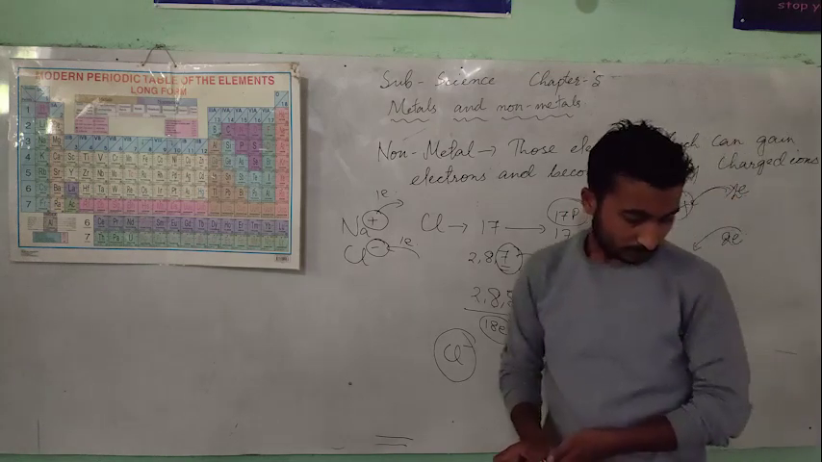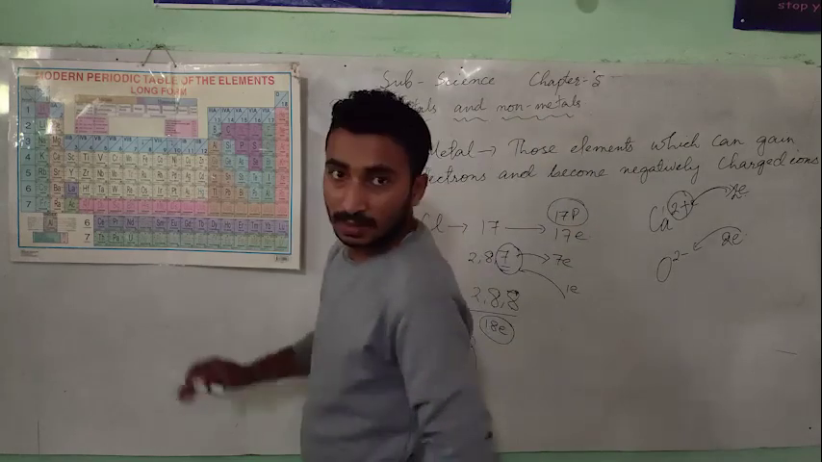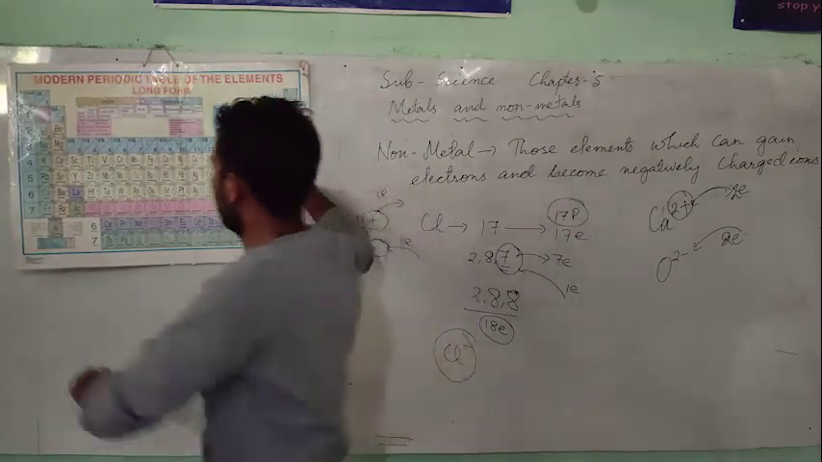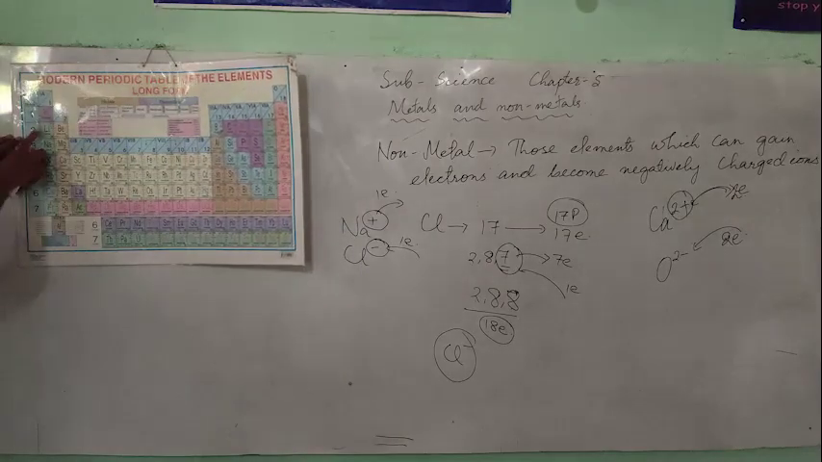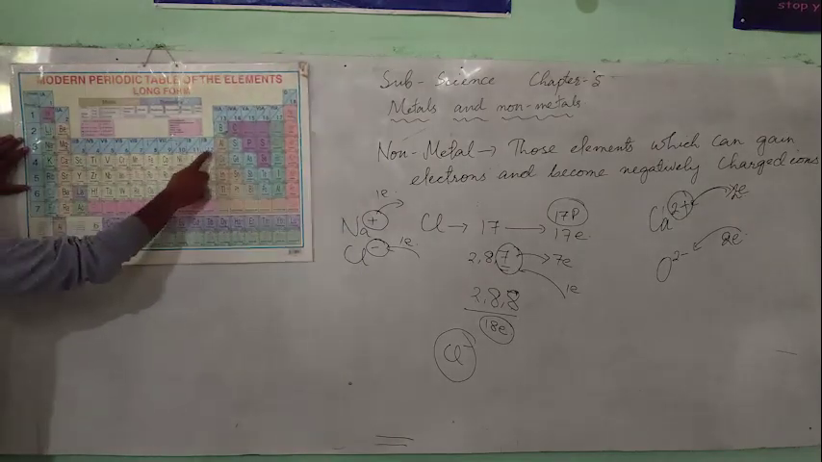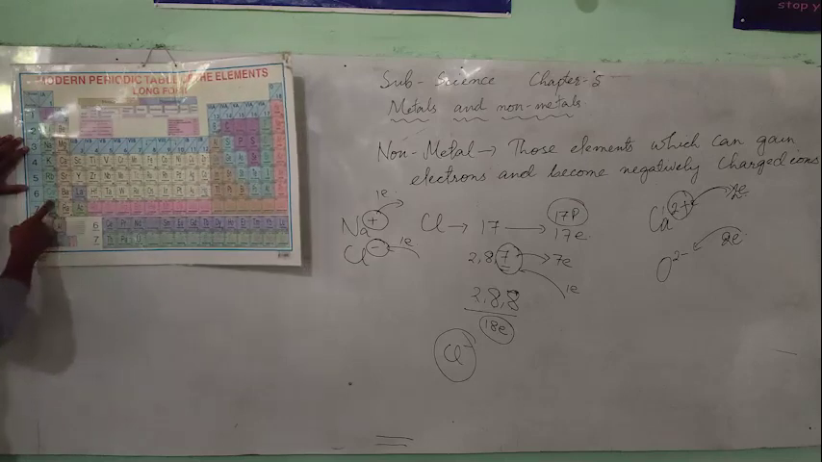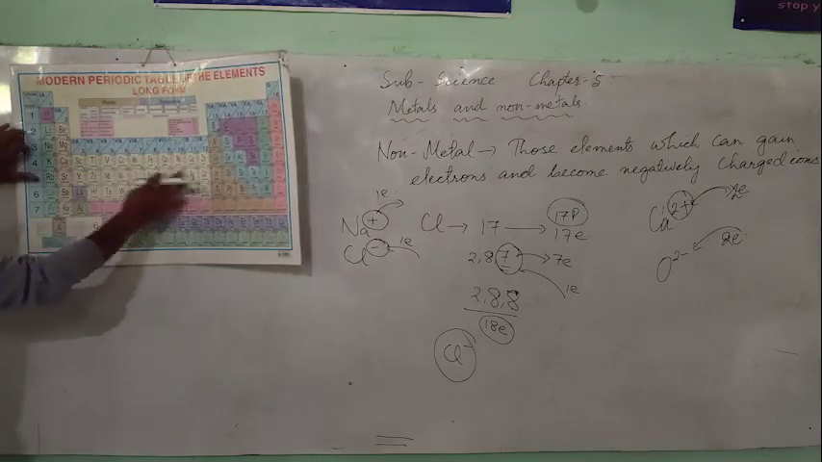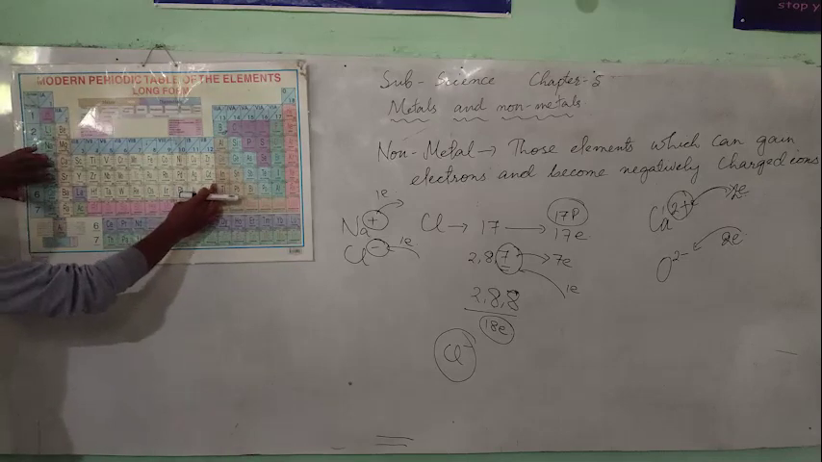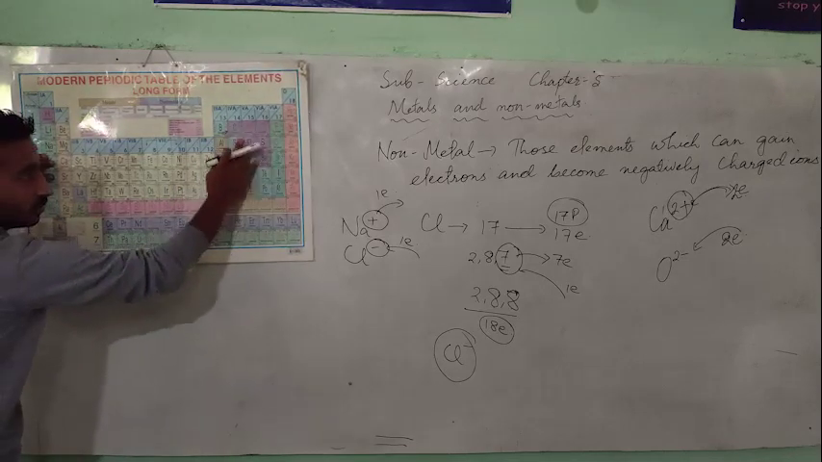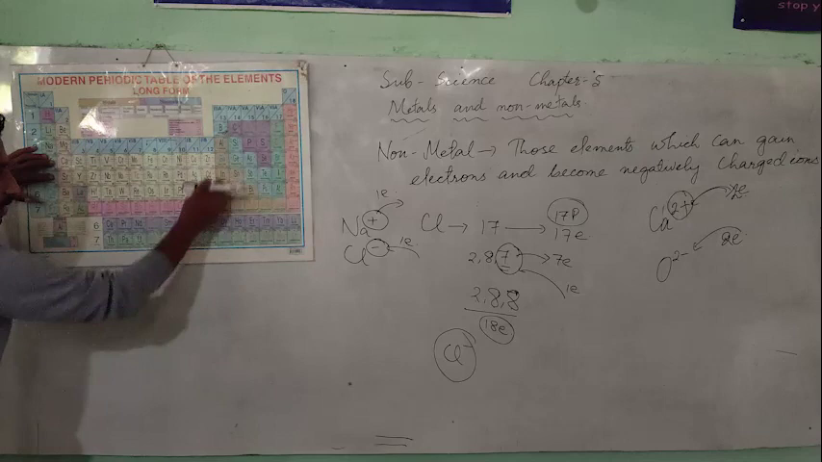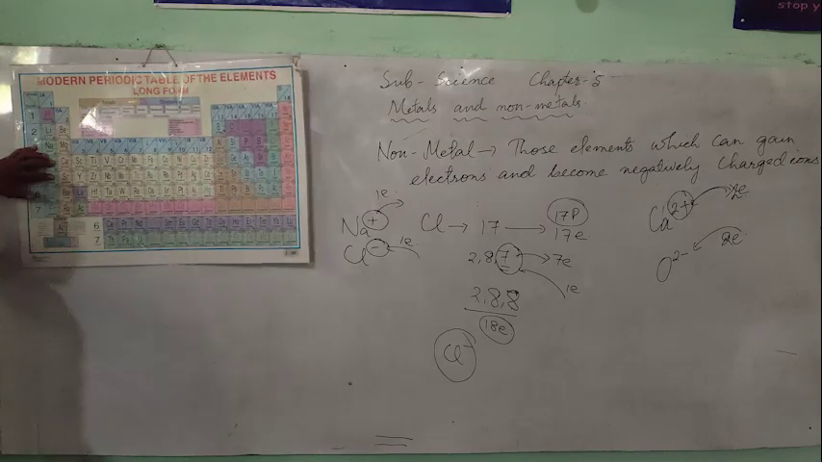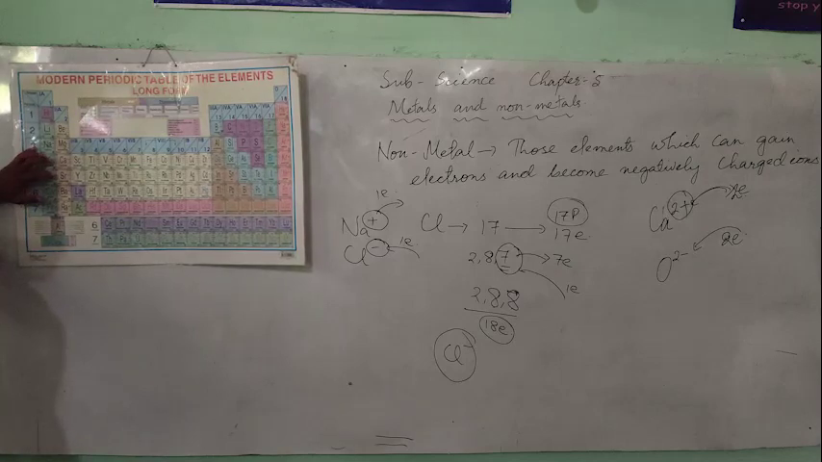So next, now let's begin the lesson. When you see your periodic table properly, you will see that this part of the table, up to this yellow color, these are all metals, and this side they are non-metals, and in the middle you will see this zigzag series of elements, they are metalloids.